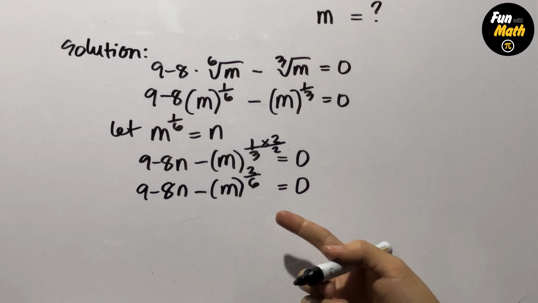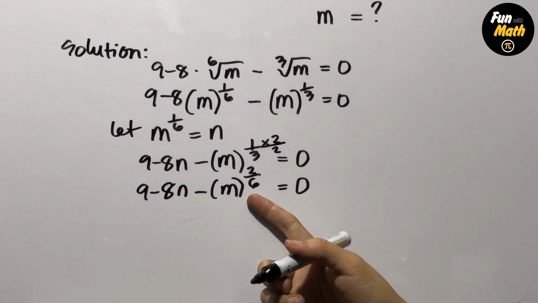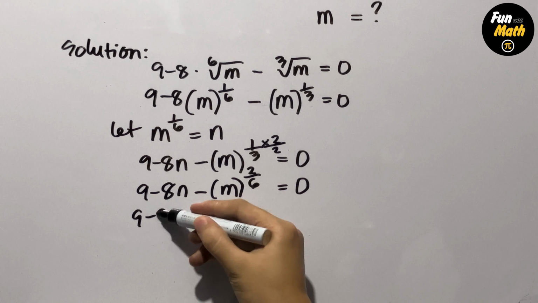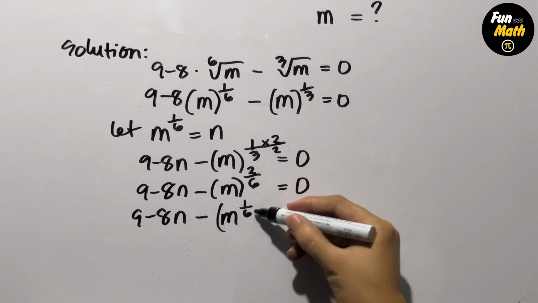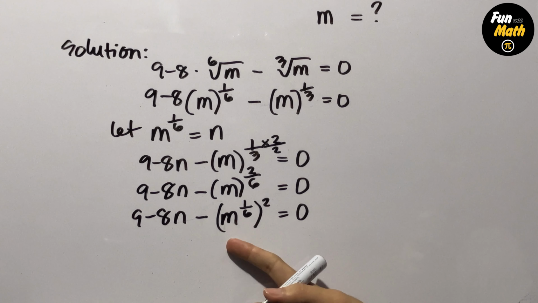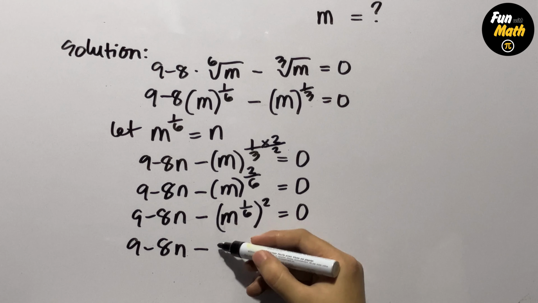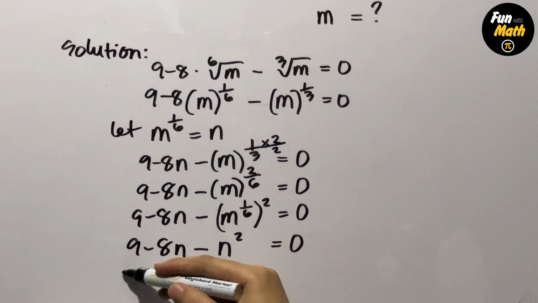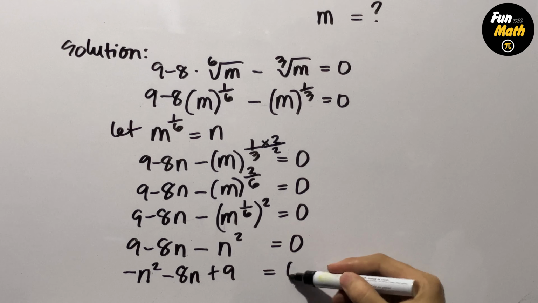Now next is, for m to the power of 2 over 6, we can write it as m to the power of 1 over 6 whole to the power of 2. So to write, this is now 9 minus 8n minus m to the power of 1 over 6 whole to the power of 2 equals 0. So since we have m to the power of 1 over 6 as n, let's write it as 9 minus 8n minus n squared equals 0. Now we can arrange this as negative n squared minus 8n plus 9 equals 0.